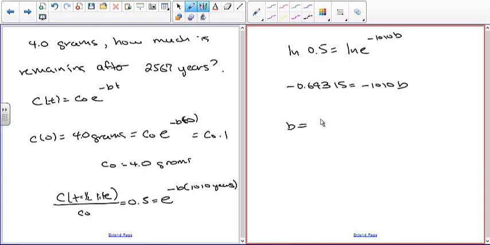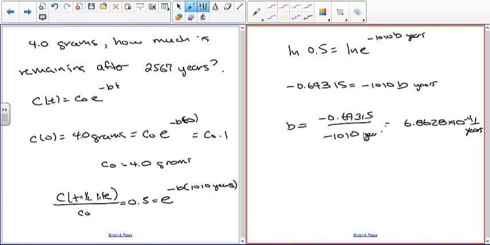So if you solve for b, it's going to be negative 0.69315 divided by negative 1,010, and you get 6.8628 times 10 to the minus 4. The units are 1 over years again, since I have these in years. So I should have put years up here. Years, years. So years down there. So the units are 1 over years.